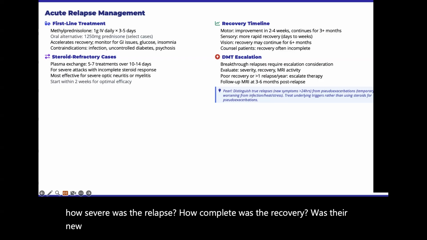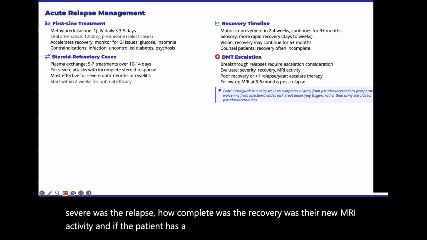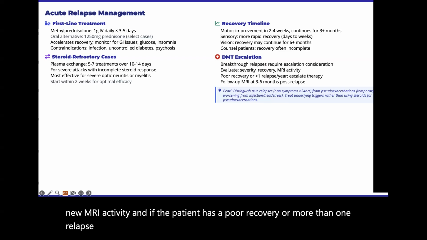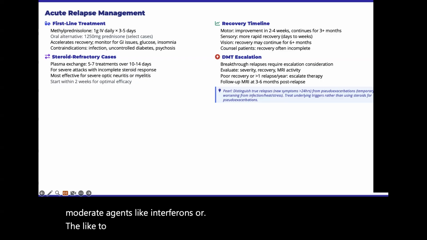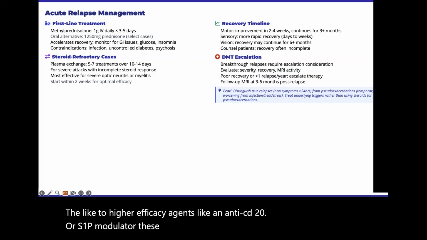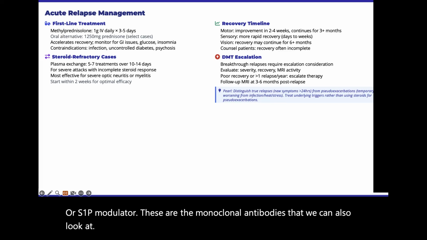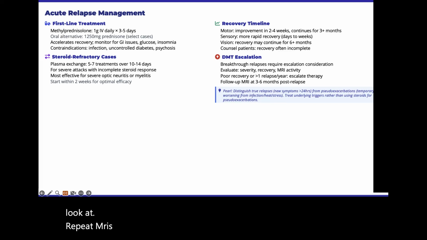And if the patient has a poor recovery or more than one relapse per year, that's a signal to escalate therapy. Usually moving from moderate agents like interferons to higher efficacy agents like an anti-CD20 or S1P modulator. These are the monoclonal antibodies that we can also look at. Repeat MRIs 3 to 6 months after the relapse to assess for inflammatory activity.